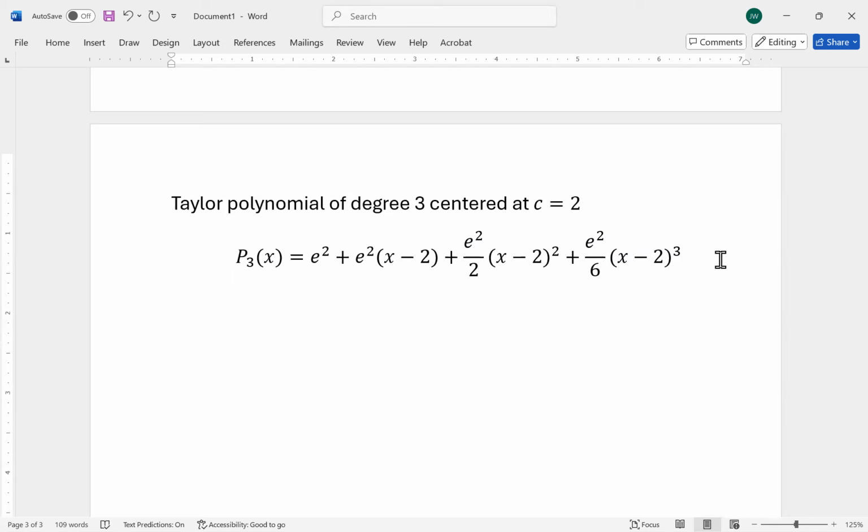Notice that whole polynomial is e squared times a lot of these coefficients that are the same as in our previous one. So very, very similar. Let's go ahead and graph that and see what that polynomial looks like as well.